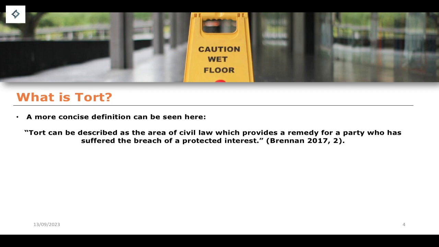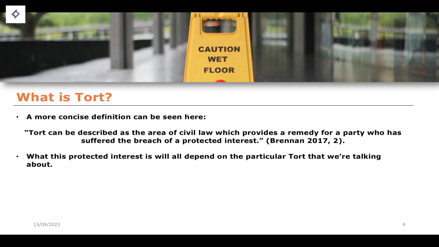Now, a more concise definition can be seen here from Brennan 2017, and they say that a tort can be described as the area of civil law which provides a remedy for a party who has suffered the breach of a protected interest. The reason why I particularly like this definition is because it doesn't specify what each of the torts actually refers to. It just says a breach of a protected interest. Given that that's quite vague language, we can ask, what is a protected interest, and what protected interest could be breached and therefore give rise to liability within the law of tort?